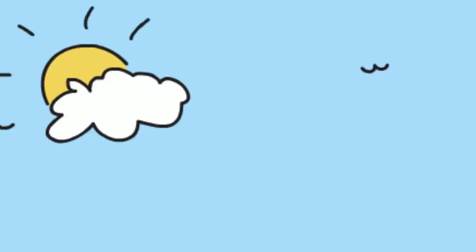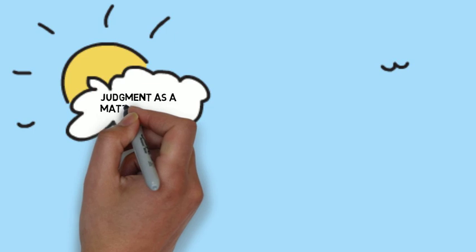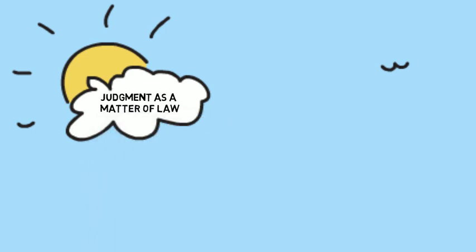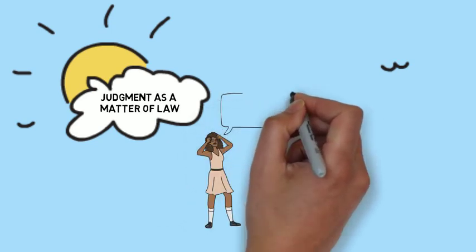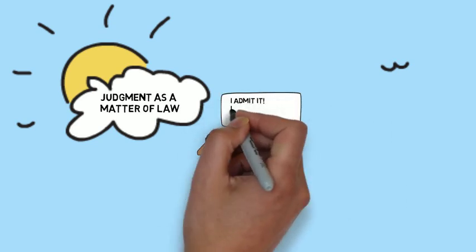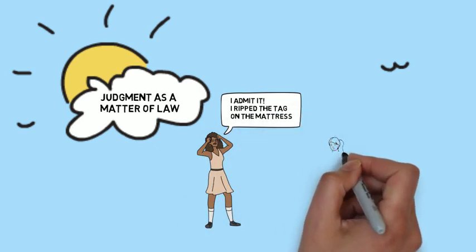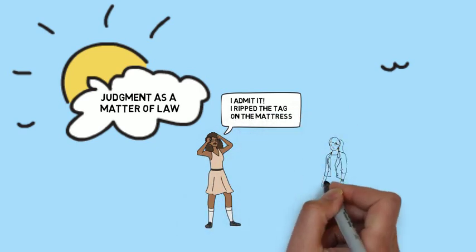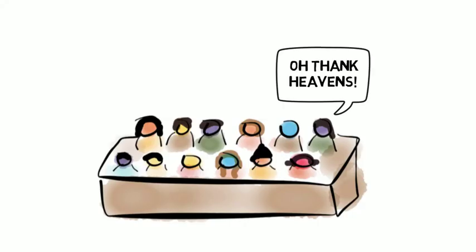There are also motions for judgment as a matter of law. These are filed after the opposing party has presented their evidence to the jury. The moving party is telling the judge, even taking all of this evidence as true, the other side loses under the law. We don't need to finish the trial, and in fact, we can send the jury home.